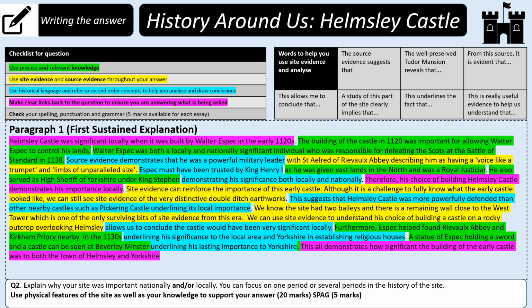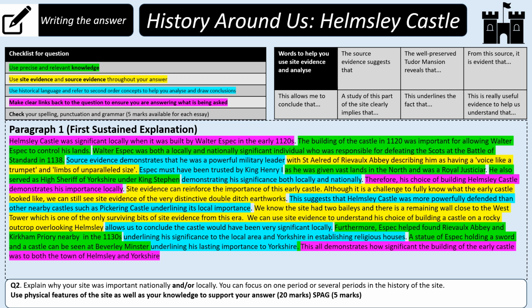Spec must have been trusted by King Henry I, as he was given vast lands in the north and was a royal justiciar. He also served as High Sheriff of Yorkshire under King Stephen, demonstrating his significance both locally and nationally. Therefore, his choice of building Helmsley Castle demonstrates its importance locally. Site evidence can reinforce the importance of this early castle. Although it's a challenge to fully know what the early castle looked like, we can still see site evidence of the very distinctive double-ditch earthworks.